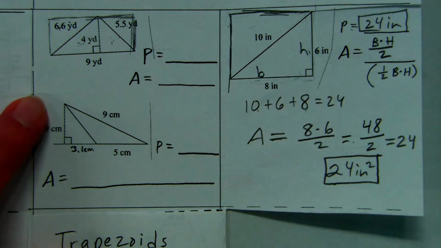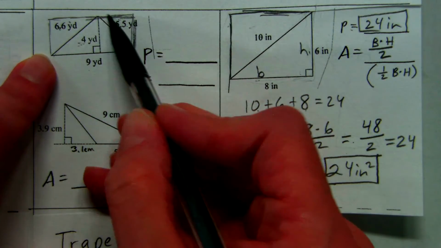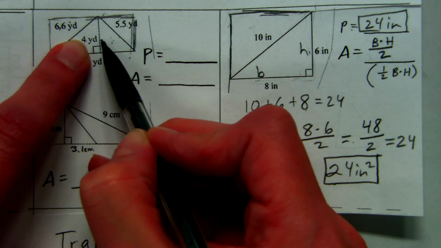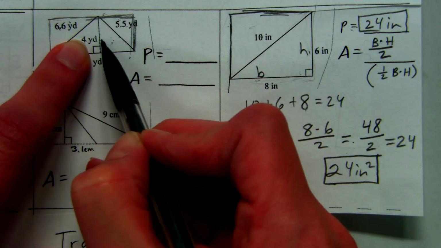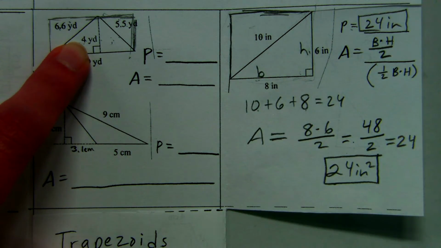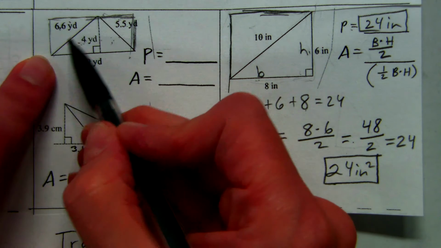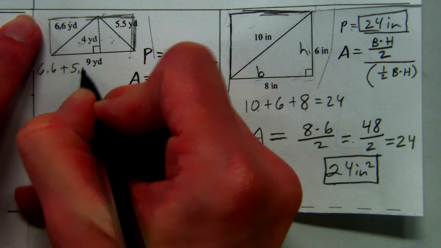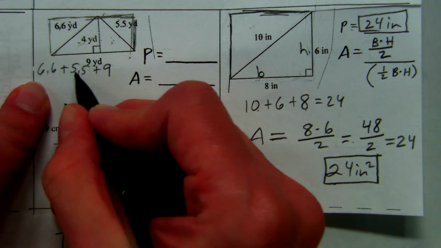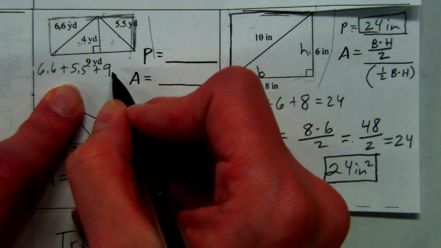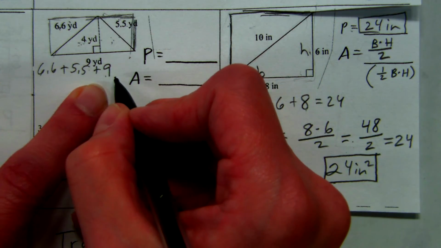Okay, so let's start with doing the perimeter of this triangle first. So this 4 yards that's on the inside, we're not going to use for perimeter. Okay, we are going to use it in a second for area. We're not going to use it for perimeter. So for the perimeter, we're just going to use the numbers on the outside. We're going to add up 6.6 and 5.5 and 9. We're going to add all of those together. And this is a good time to save some time to use the calculator.